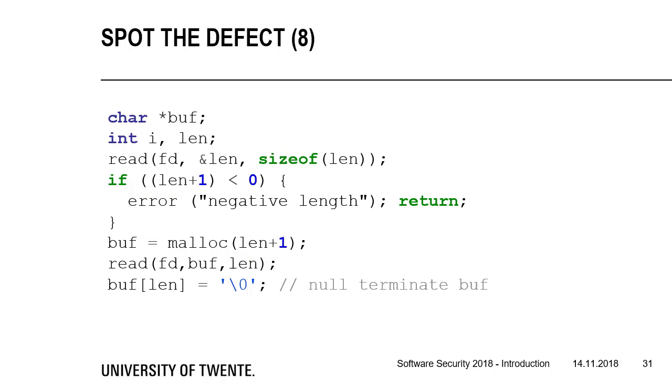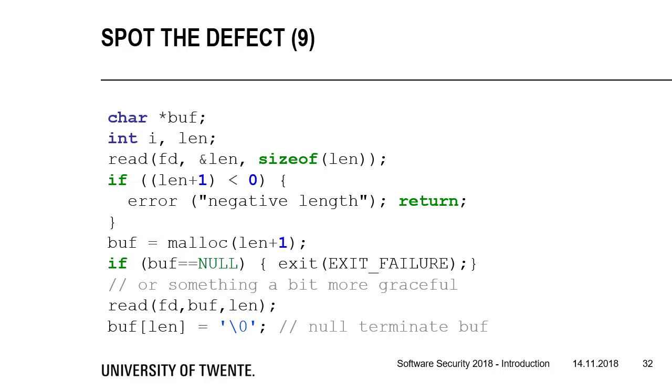So we can check that. If len plus 1 is negative, here's the fix. Okay, and yes, you already pointed out, malloc might fail. So we can check the return value of malloc, and when malloc failed, then we are also returning.